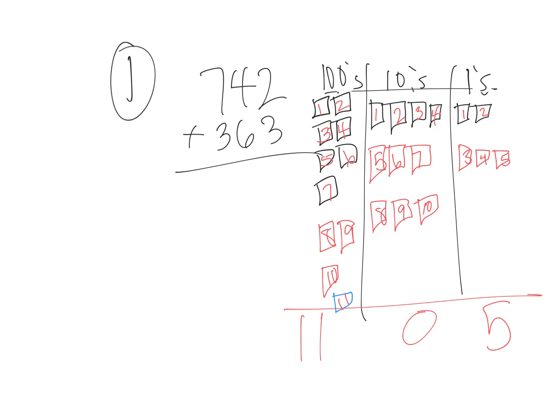So now let's come over and do it the vertical way. So I have 2 ones plus 3 ones gives me 5 ones. Okay, now I have 4 tens plus 6 tens, which is 10. So I'm going to show I have one group of 100 and 0 tens left. Now I have 7 plus 3, which makes 10, plus 1 more makes 11. It shows that my answer is 1,105. Alright, boys and girls, so go ahead and make sure you have this answer written down on number 1.